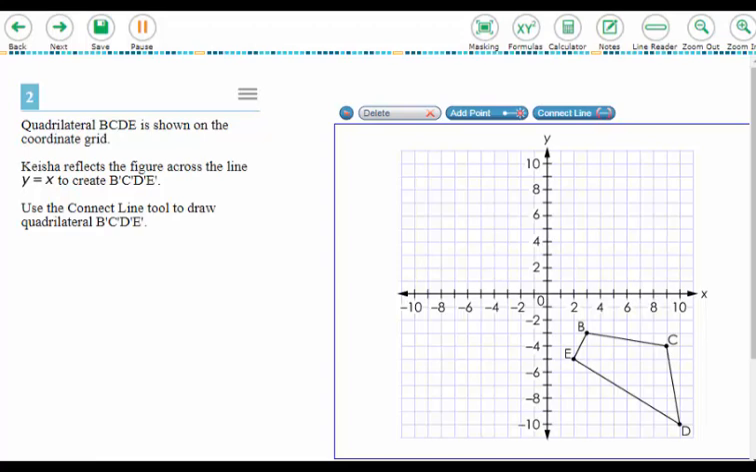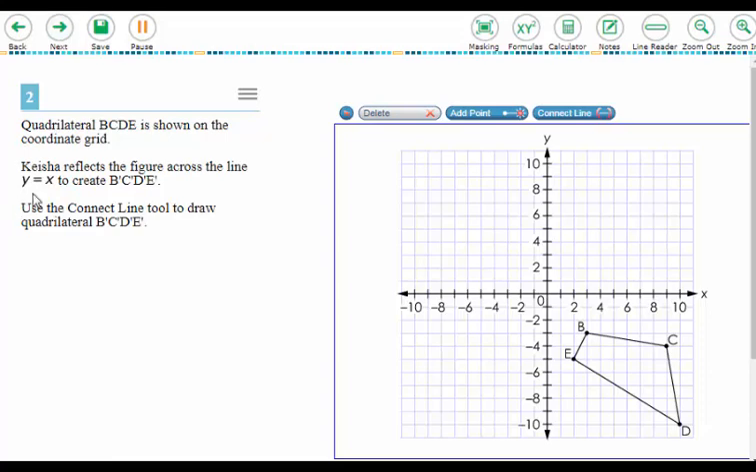Quadrilateral BCDE is shown on the coordinate grid. Keisha reflects the figure across the line y equals x to create B prime, C prime, D prime, E prime. Use the connect line tool to draw quadrilateral B prime, C prime, D prime, E prime.